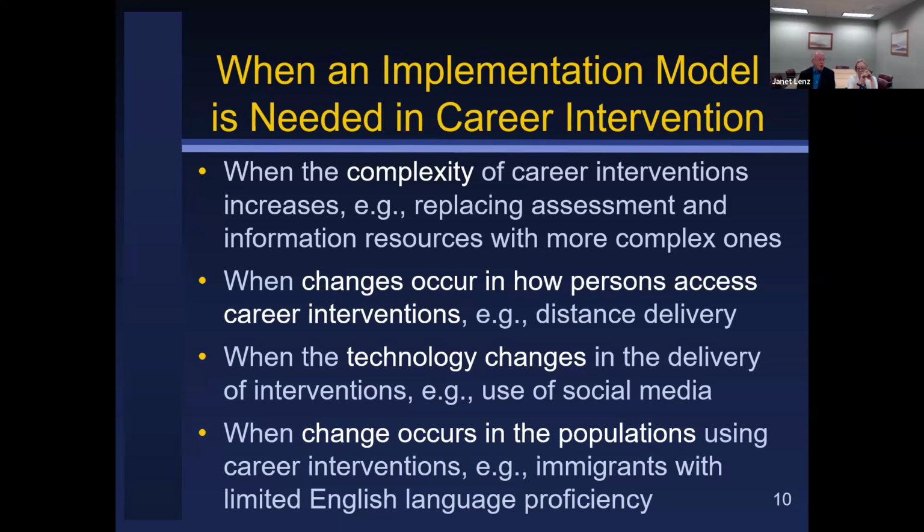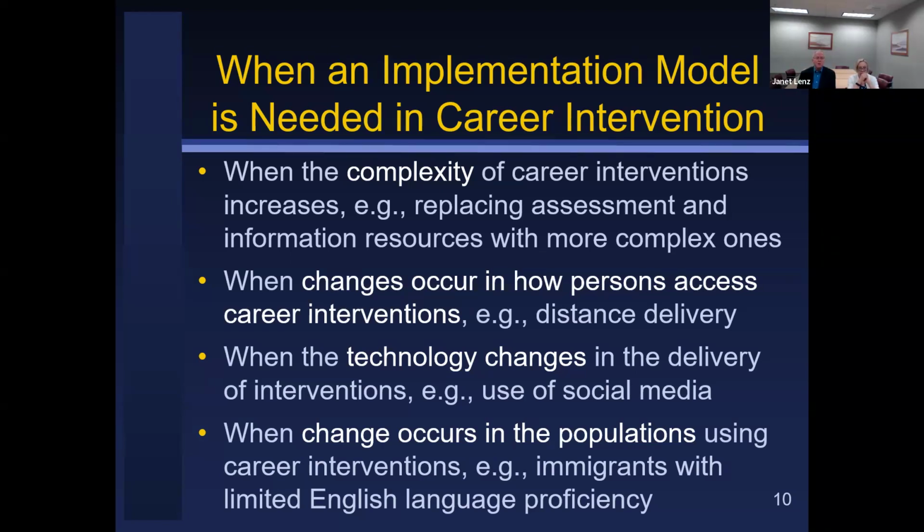I think back to when O*NET first came out. A lot of work was put into that. It's an enormous resource, with lots of information, new assessments, all types of links built into it to other resources, a really complicated resource. Something like that benefits from an implementation model because of its complexity.